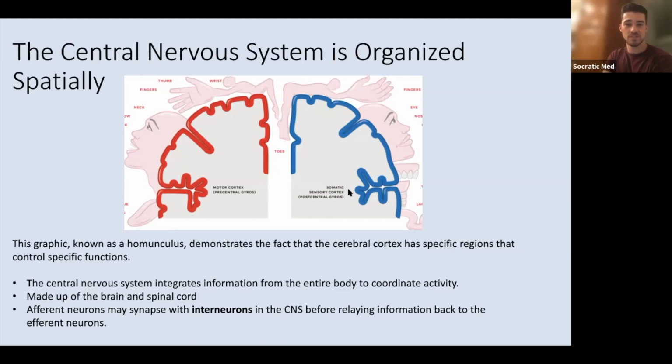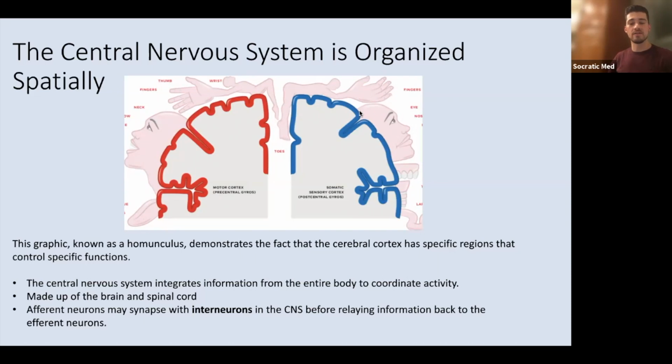So the central nervous system is organized spatially. We won't spend too much time on this. I just wanted to add this graphic because I feel like I've seen it a lot, especially when I'm studying throughout undergrad and even in high school. This graphic, known as a homunculus, demonstrates the fact that the cerebral cortex has specific regions that control specific functions. So that means exactly what I wrote in the title. Just keep in mind that the central nervous system is organized spatially.